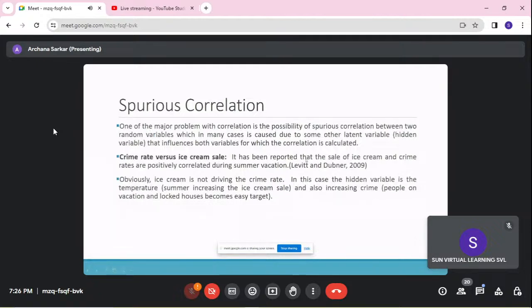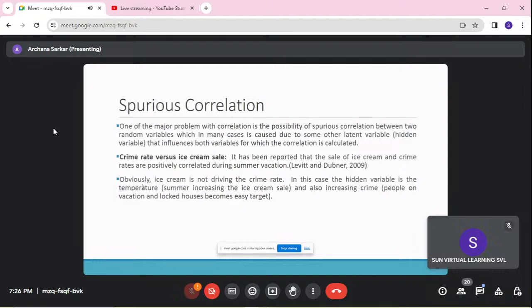Why? What do you think? What is the reason for that? Maybe spurious correlation is much better for the use of law enforcement agencies, something like that. Okay, so I have already written the answers.